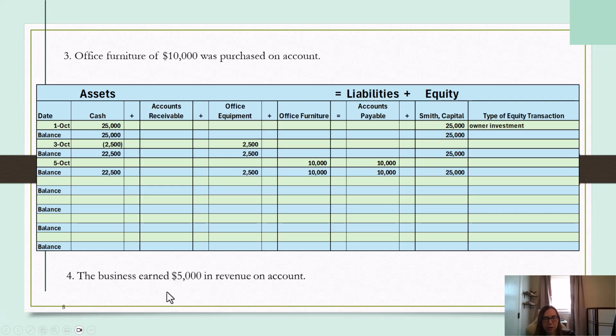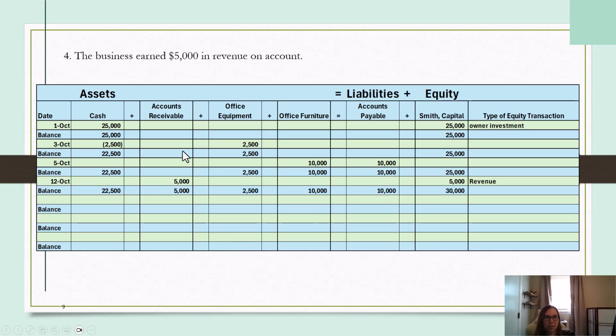So revenue, at this point, we're just putting it under the capital column. And then we're also going to show that under accounts receivable. So this is what it might look like. You would add $5,000 to accounts receivable to show that customers owe them now $5,000. And then it would also go under capital.